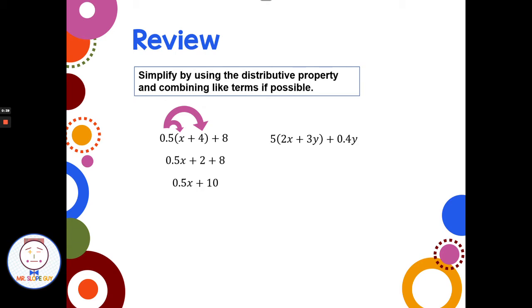Remember, to add or subtract, we need like terms. We don't need like terms to multiply or divide, but we do need like terms to add or subtract.